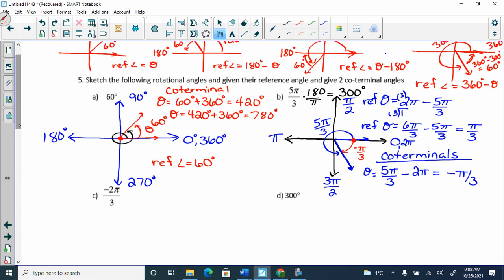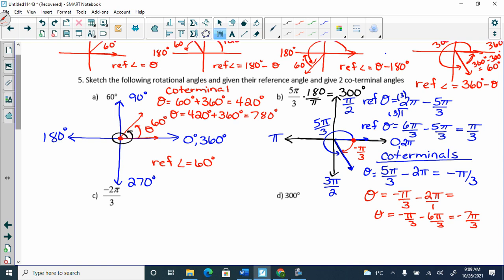And let's find another negative one, just because I'm a rebel. So we can go negative pi over 3 minus 2 pi. Any common denominators again if you want to. This is going to be negative pi over 3 minus 6 pi over 3, which is negative 7 pi over 3.